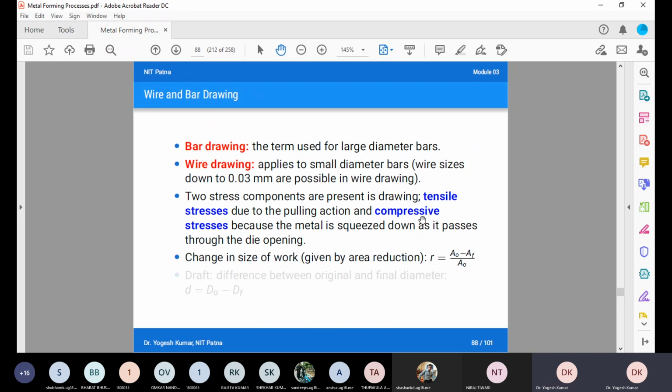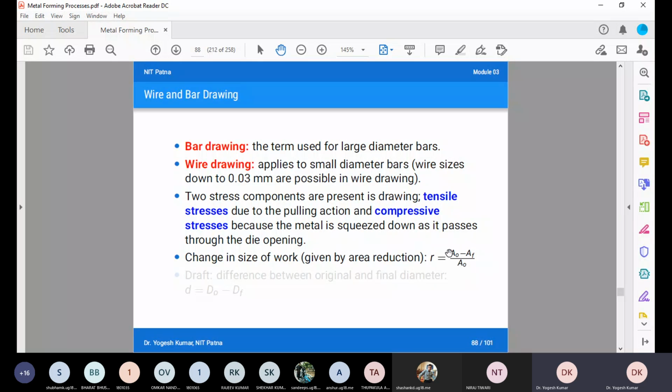There are a few terms that may be analogous to your extrusion process, so I will move a little bit faster. Change in size, or reduction in area, is given by the term R equal to change in area upon original area.